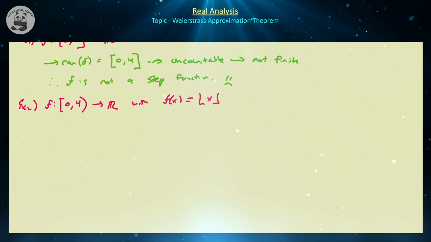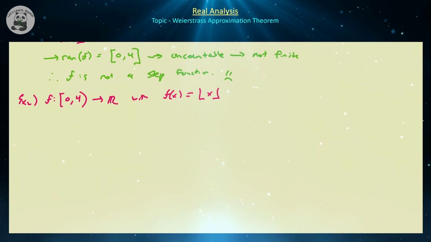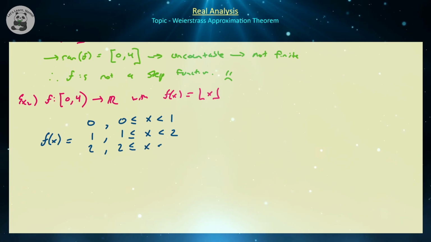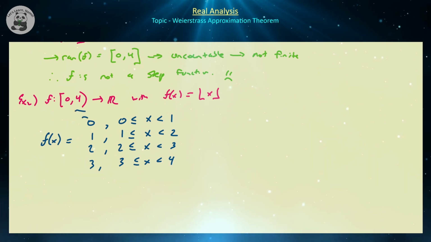So what exactly is the floor of x? The floor of x is often defined as the following. If we have any number between 0 and 1, we're just going to round down to the nearest integer. So this is going to be equal to 0 for any x with 0 less than or equal to x strictly less than 1. It's going to be 1 for 1 less than or equal to x less than 2. It's going to be equal to 2 for any 2 less than or equal to x less than 3. And it's going to be equal to 3 for any 3 less than or equal to x less than 4, right? And we're not going up to 4 because 4 is not included in our interval. So this is going to be our piecewise function representation of f.